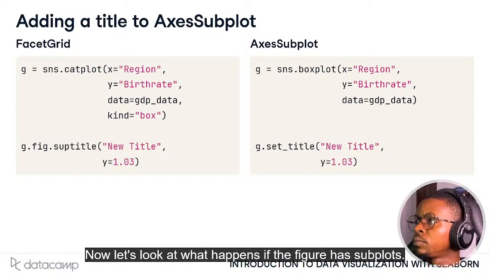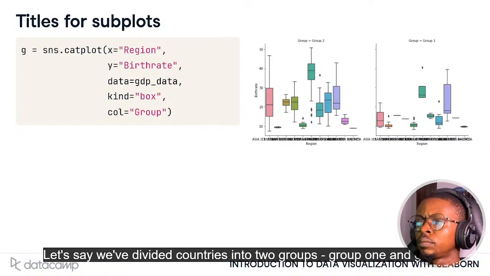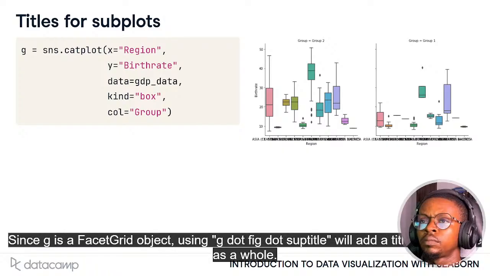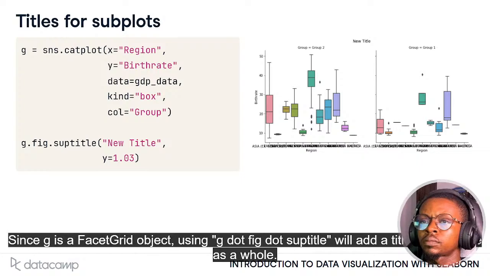Now let's look at what happens if the figure has subplots. Let's say we've divided countries into two groups, Group 1 and Group 2, and we've set col equal to group to create a subplot for each group. Since g is a facet grid object, using g.fig.suptitle will add a title to the figure as a whole.